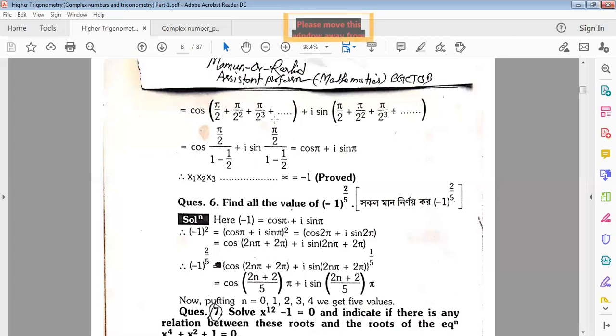So for this infinite series, the sum of the infinite series, in brackets, is pi by 2 divided by 1 minus half, plus i sin.